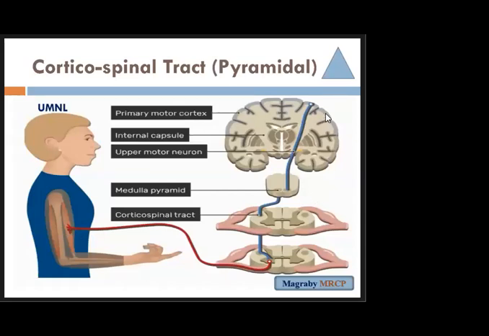So the cortical area on the left side is responsible for the movement of the contralateral side, I mean the right side of the body, and vice versa. The cortical area of the right side of the brain is responsible for the motor side of the left side of the body.